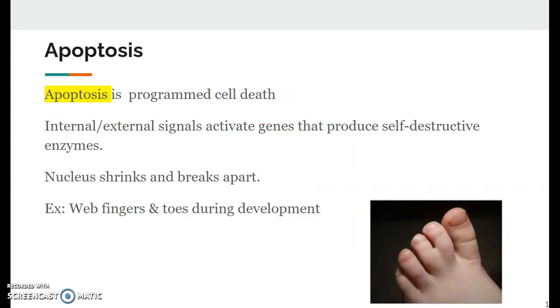Apoptosis is programmed cell death. This is when there are internal or external signals that activate the genes that produce self-destructive enzymes. So the nucleus shrinks and breaks apart, and that's what happens when you have webbed fingers or webbed toes.